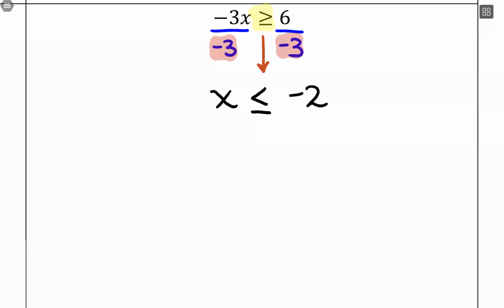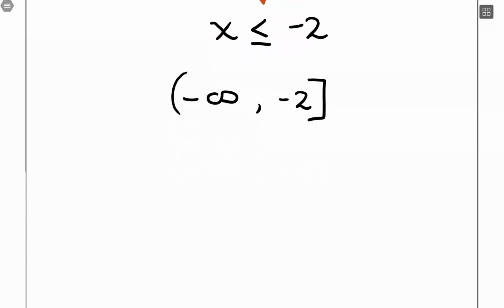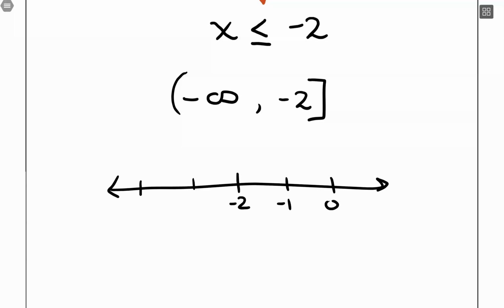So x is less than or equal to negative 2, so we'll have negative infinity up to negative 2 with a square bracket, but parentheses at negative infinity. For a graph, I'm at negative 2, negative 1, 0, negative 3, negative 4, closed circle at negative 2, and then going off to the left-hand side. So that's how we solve our inequalities and the different ways that we can represent our solutions.